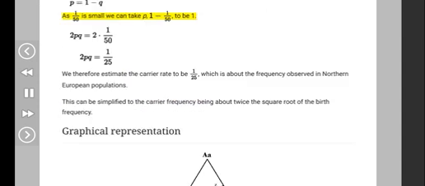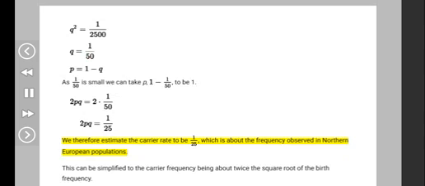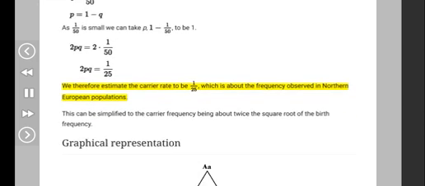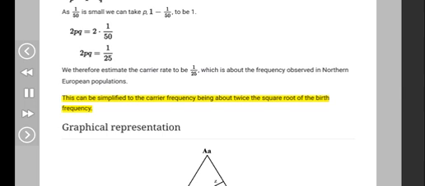As is small, we can take P to be 1. We therefore estimate the carrier rate to be, which is about the frequency observed in Northern European populations. This simplified to the carrier frequency being about twice the square root of the birth frequency.